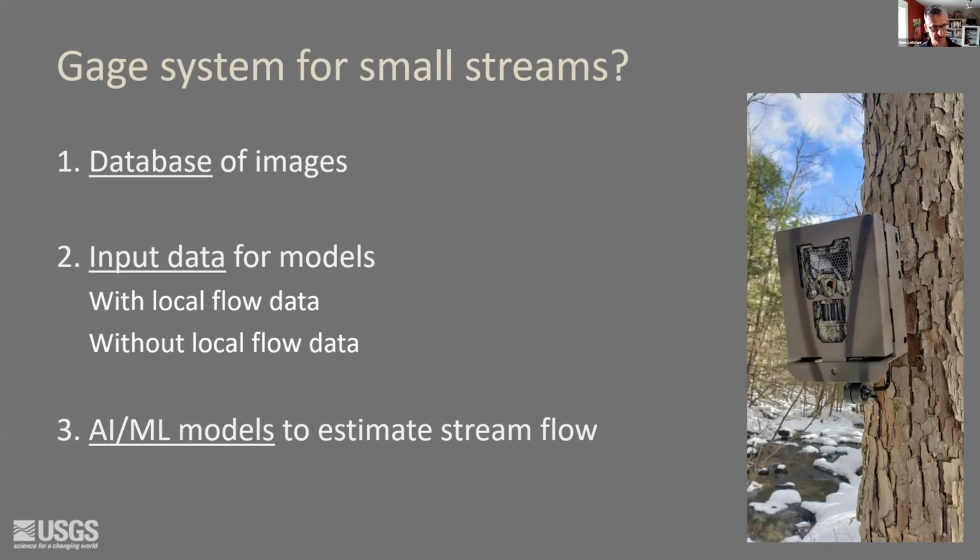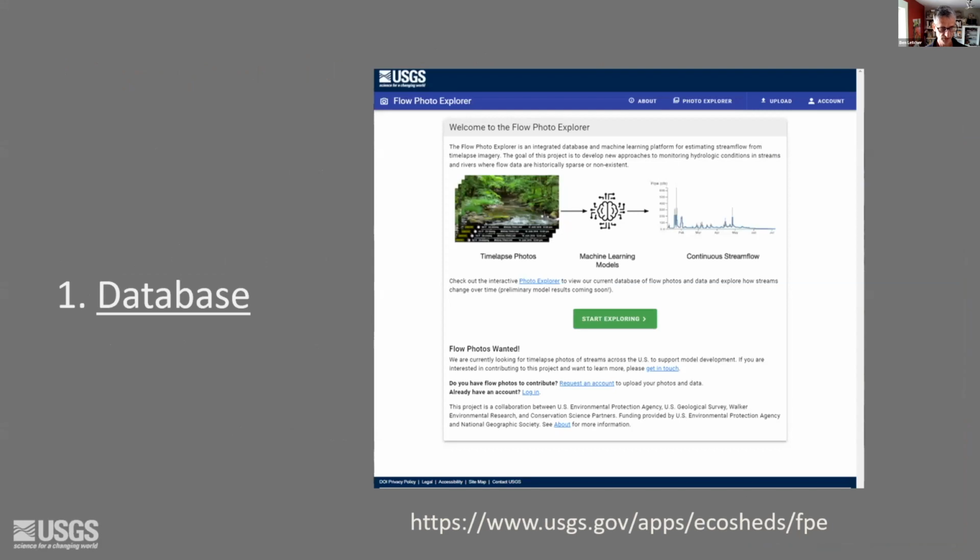Input data for the models, and this can be either we have local flow data, in which case doing the imagery isn't that valuable because we have the local flow data. But most of the time we won't have local flow data. So that's what I'll focus on, is the ability to get information from these images when we don't have the local flow data. And then we need the AI ML models to actually estimate stream flow from the images. So we'll just work through these three things real quickly.